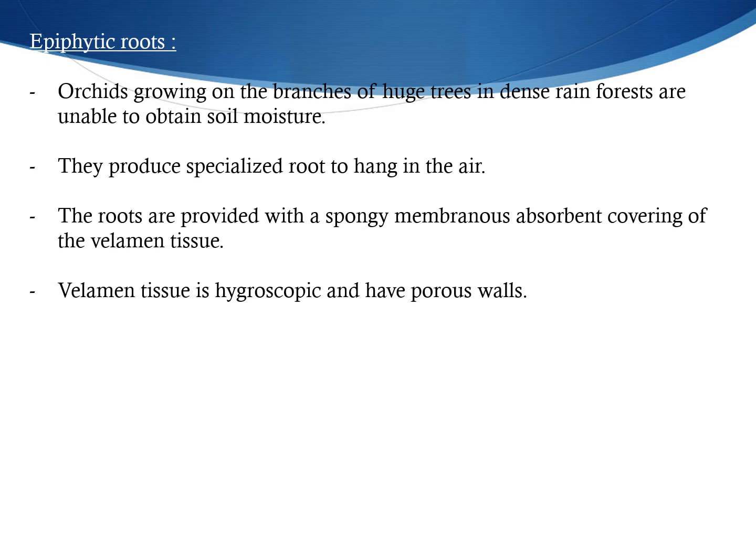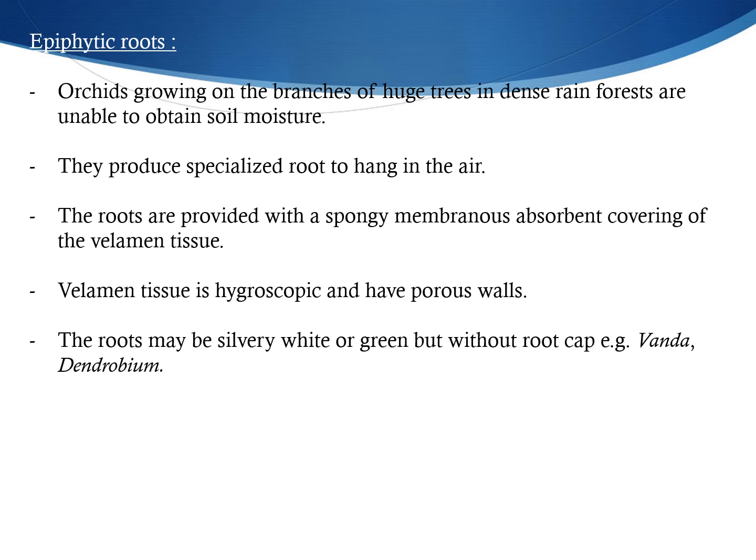Now, the orchids that grow on the branches of huge trees produce specialized hanging roots which are called epiphytic roots. And these epiphytic roots are provided with a special type of tissue called velamen tissue. This velamen tissue is highly hygroscopic, so it absorbs moisture from the air. The roots may be silvery white or green but without root cap. Example, Vanda and Dendrobium.